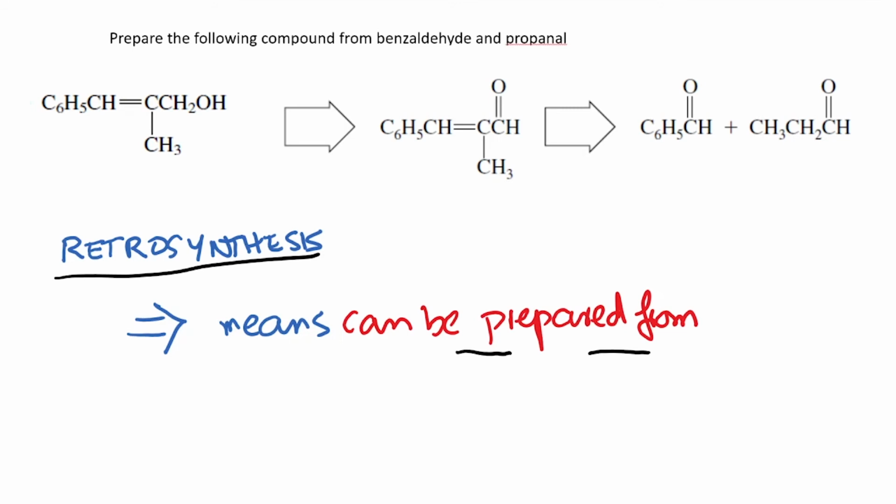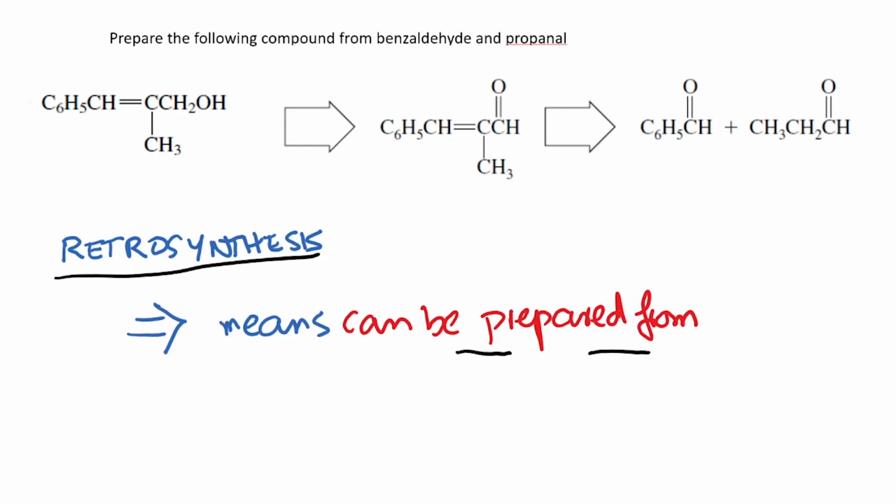Now to the next question. You need to prepare the following compound from benzaldehyde and propanal. Here I would like to introduce the concept of retrosynthesis. Retrosynthesis is basically, for the kind of transformations that you would propose, writing them in the reverse order.